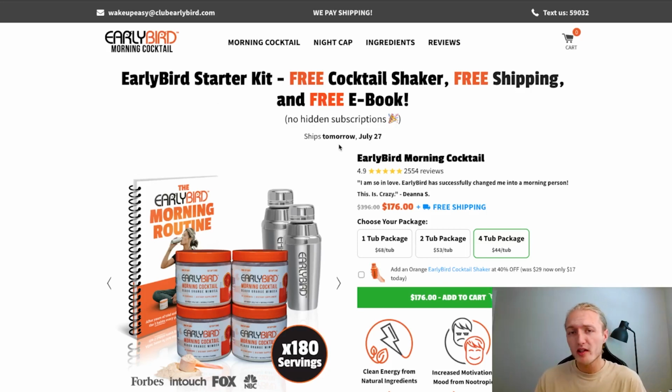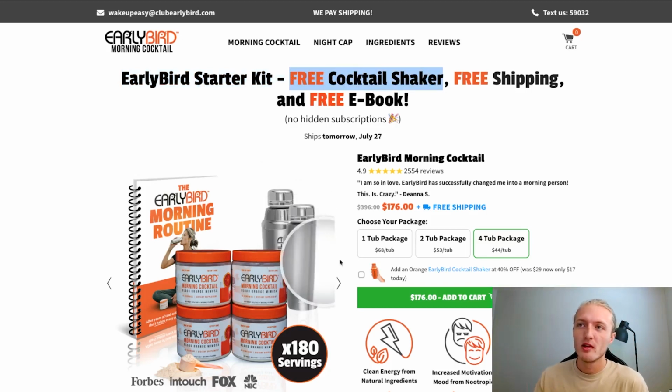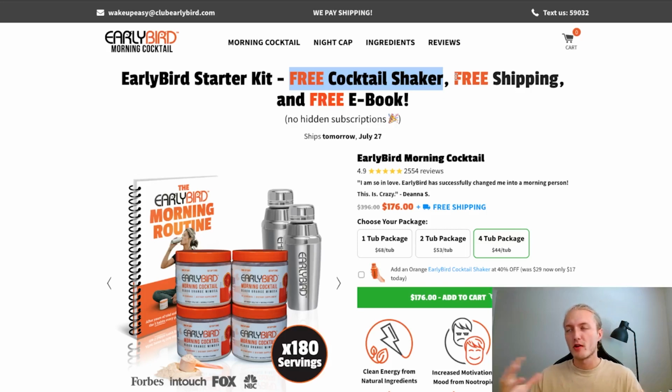So in addition to bundling or offering more variants at a cheaper discount for your customer, you can do things like offer stacking. So offer stacking is essentially, as you can see, Early Bird here has a free cocktail shaker, which is this little cup that you can drink the powder out of in the morning. They have free shipping, they have the free ebook, and on top of all this, the customer really feels like they're getting their money's worth for what they're paying.